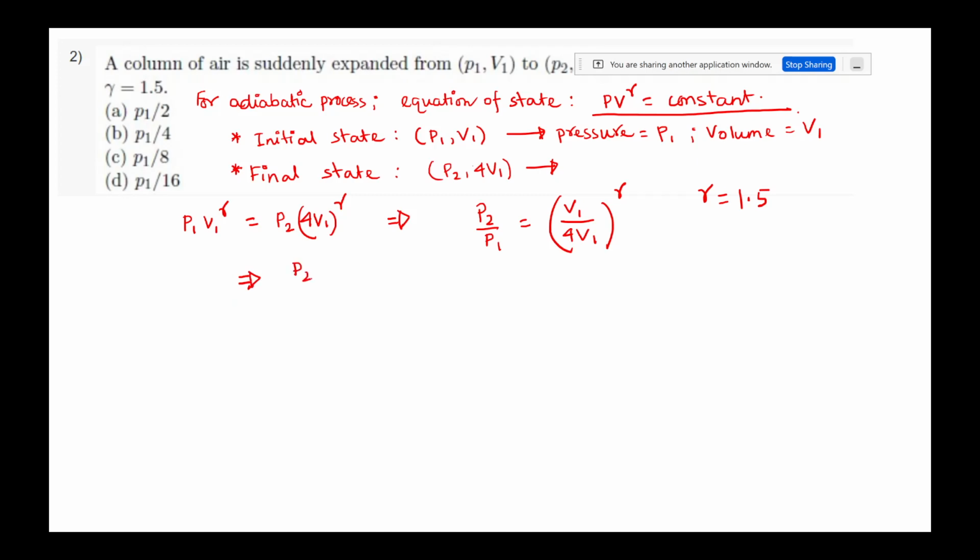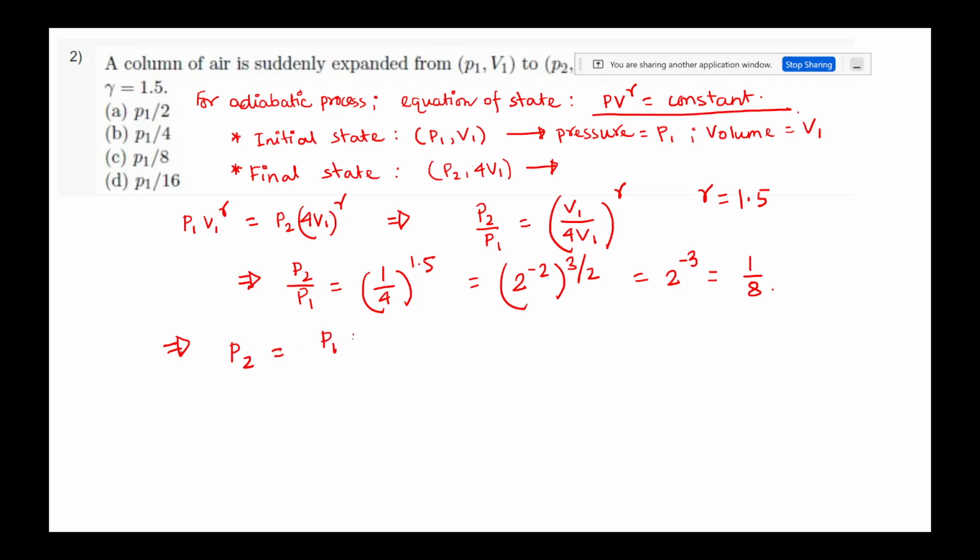That gives you P2 by P1 will be 1 by 4 to the power 1.5. And what is 1 by 4? 1 by 4 is 2 to the power minus 2. What is 1.5? It is 3 by 2. The 2 cancels out, and it will be 2 to the power minus 3. What is 2 to the power minus 3? This is 1 by 8. So P2 will be P1 by 8.